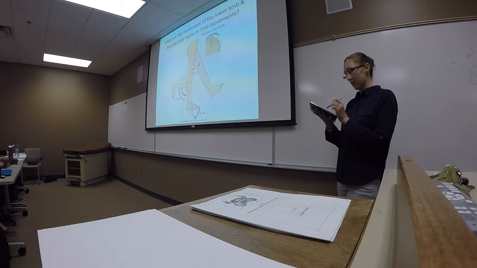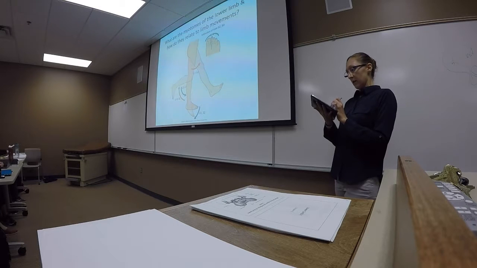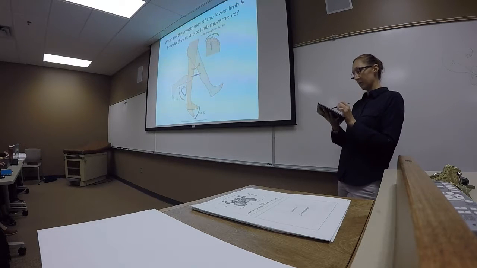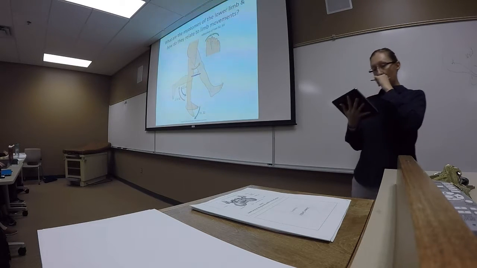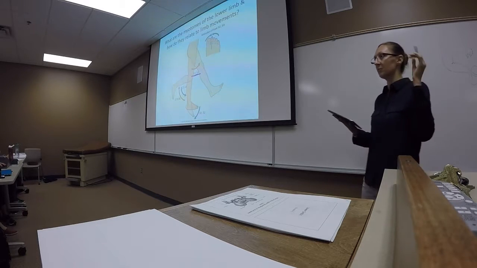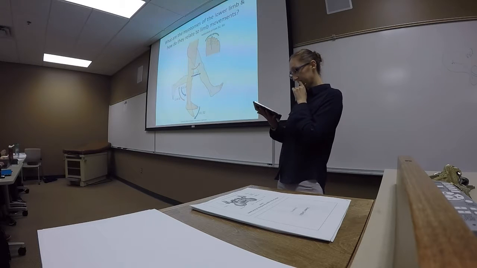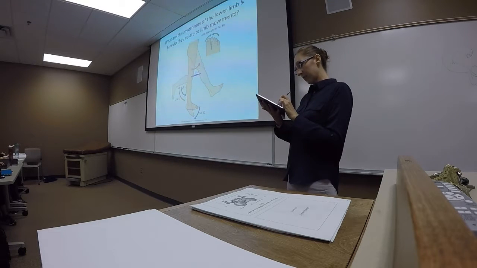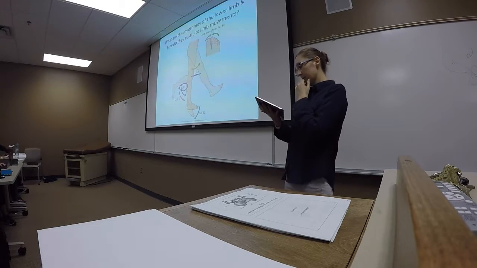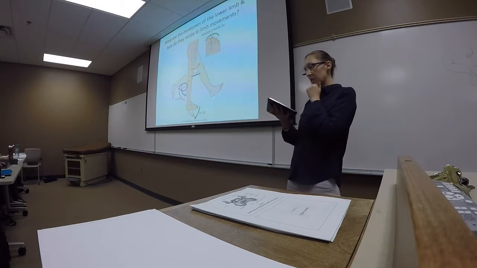Okay? So spinal nerves L1, L2 are going to be important in hip flexion. Those are going to be innervating muscles involved in hip flexion. L3 and L4 are important in knee extension.